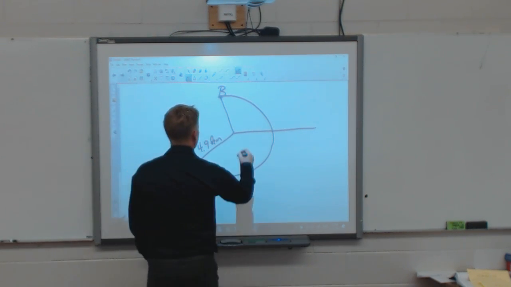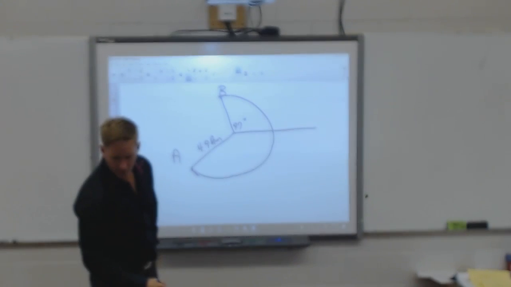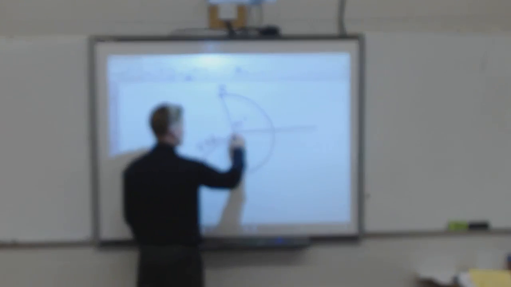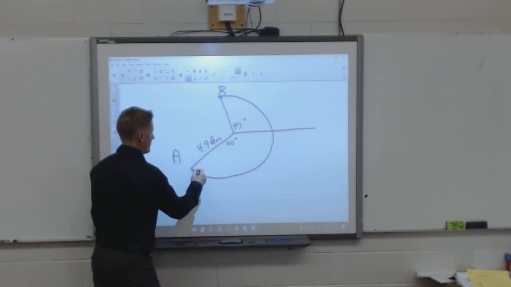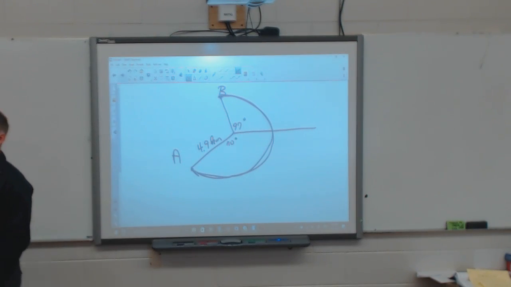From Victoria to here is 97 degrees. And from Victoria to Louvain is 110 degrees. So what am I looking for? I'm looking for this distance here. What do we call that distance?